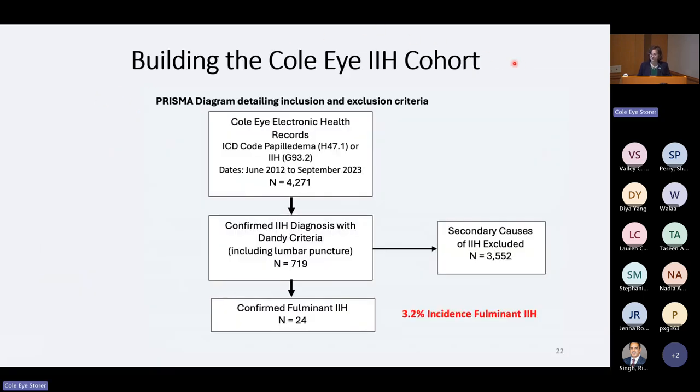So that led us to build our COL-I IIH cohort. And so we looked for any patient that had an ICD code of papilledema or IIH, and we had over 4,000 patients between June 2012 to September 2023. We then hand screened every patient to confirm if they truly met the diagnostic criteria for IIH, for which we found 719 did or had enough records to confirm diagnosis. And then of those 719, we further confirmed that only 24 had fulminant IIH, which led us to a 3.2% incidence rate.